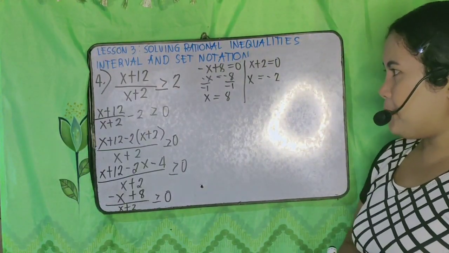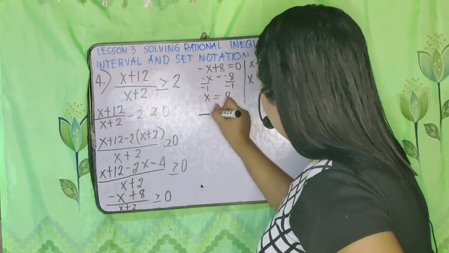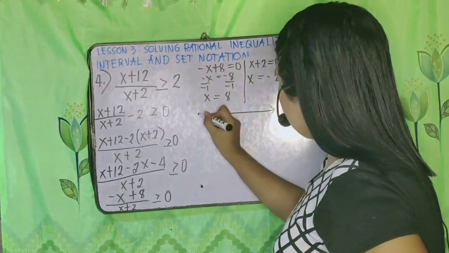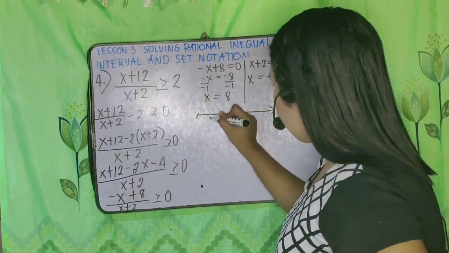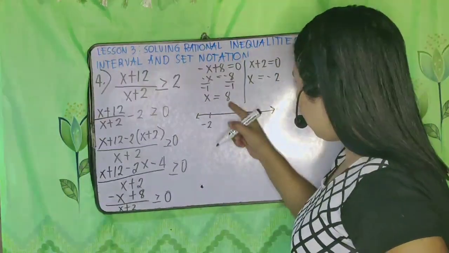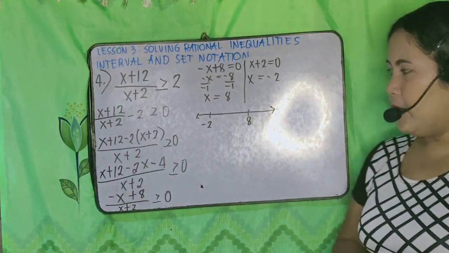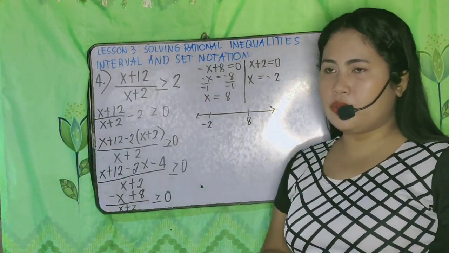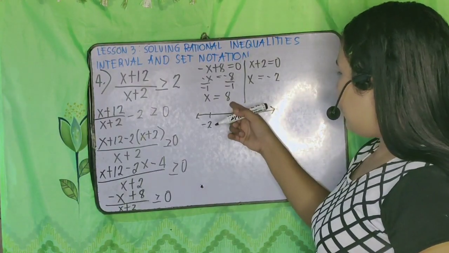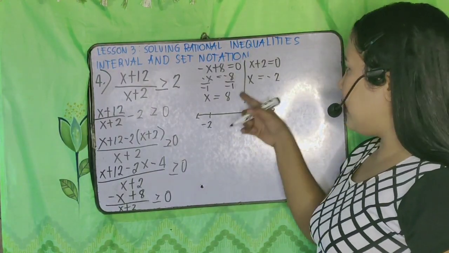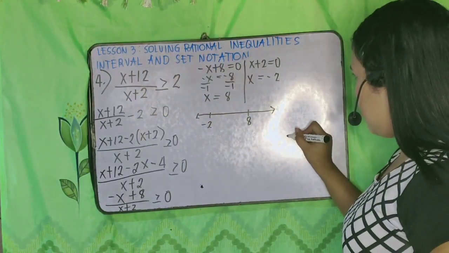Third step, find the interval. Hanapin na po natin yung interval. In here, yung interval po natin is negative 2, nandito po siya sa left side, tapos positive 8, dito po siya sa right side. Now, paano ba natin malalaman kung hollow circle or shaded circle yung gagamitin natin? Again, evaluate po natin yung dalawang value ng x sa original inequality. Try natin siya, i-solve natin siya.